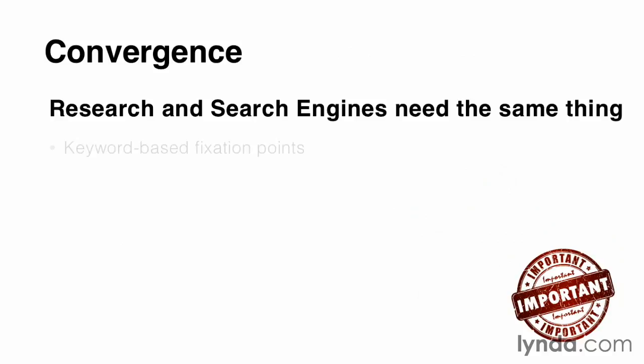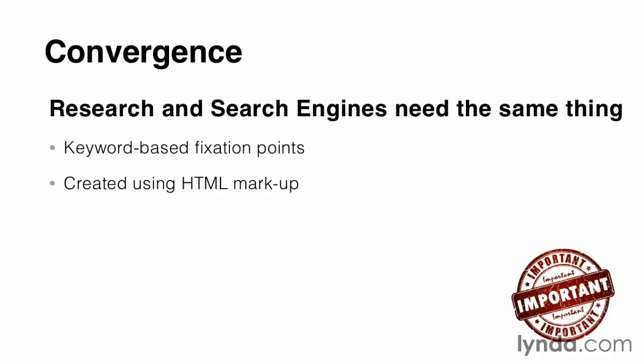And so search engines and your readers need the same things. The coding of these fixation points are used by search engines to determine the relevancy of the words and the focus of the content. Your readers will need these words to be bigger, bolder, and more obvious than the rest of the words so that they can determine relevancy.